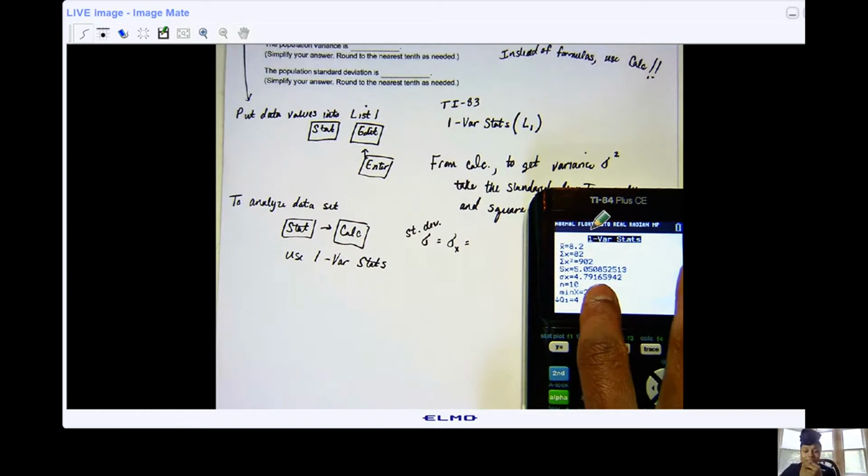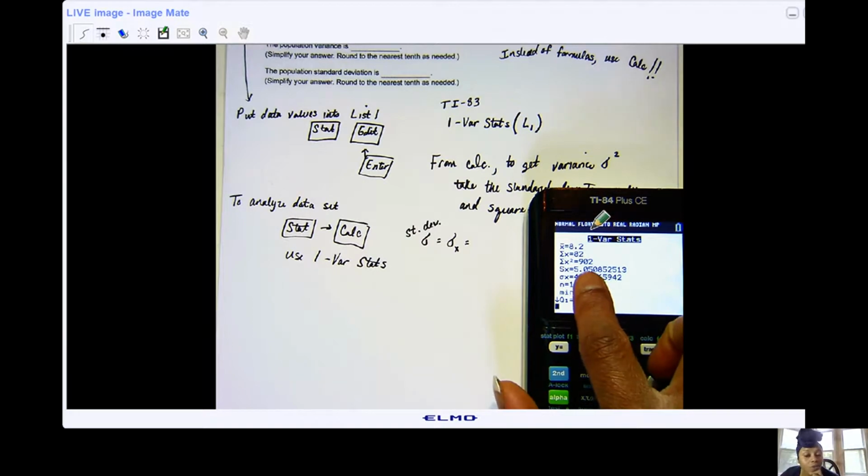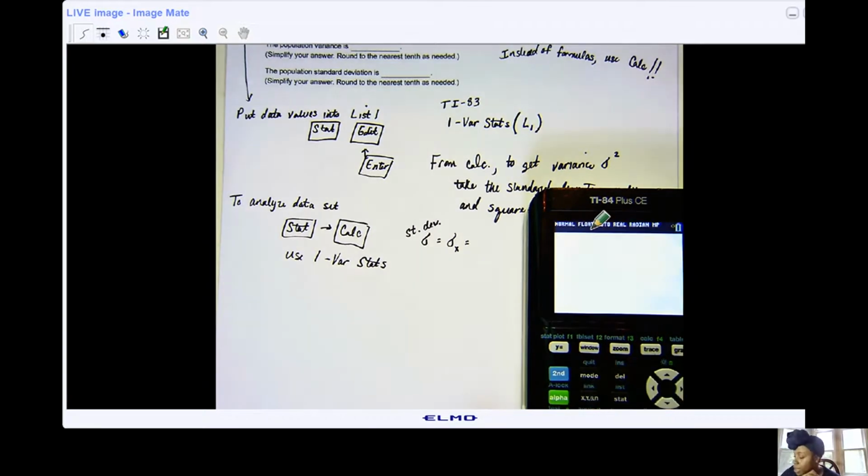Okay? Now, let me say something also while I'm thinking about it. The reason it's so important that you denote whether you have a population or sample is because the calculator will give you the standard deviation when your data set is a sample. Oh man, no. Let me go back. Calculate.